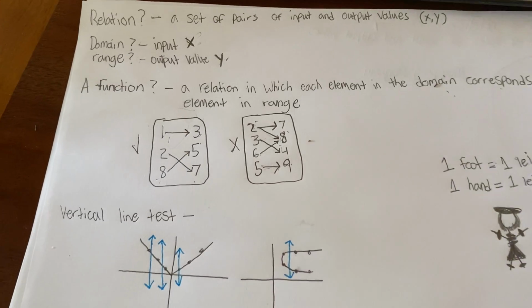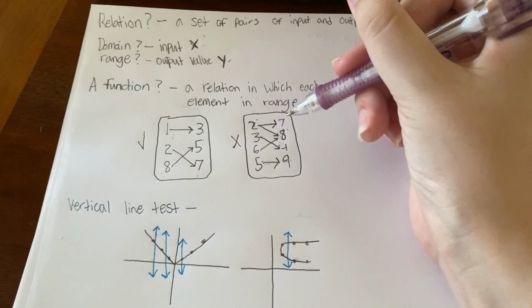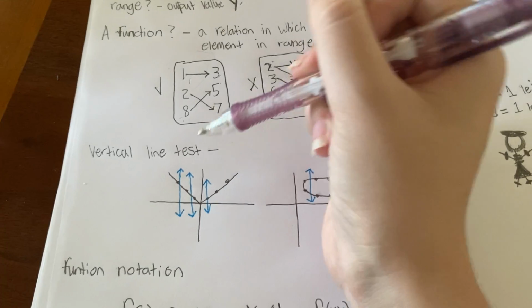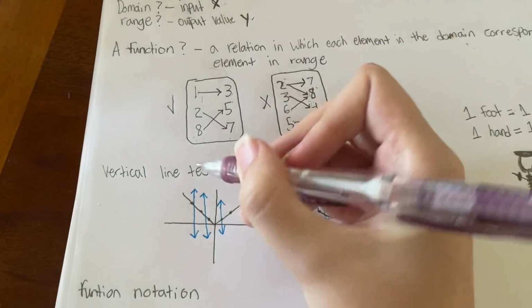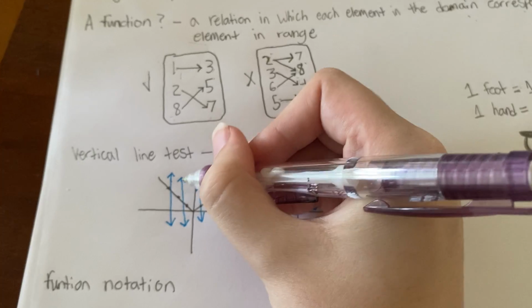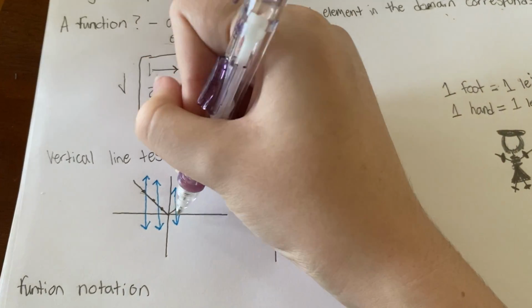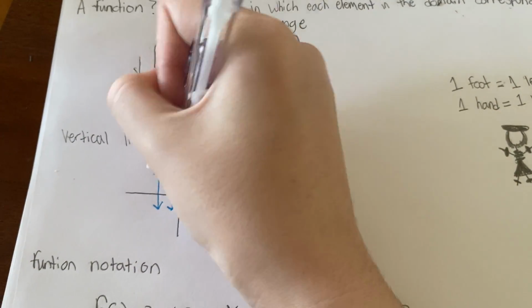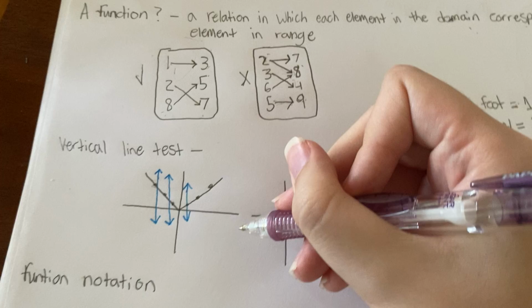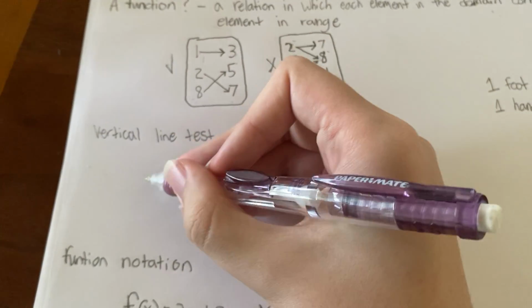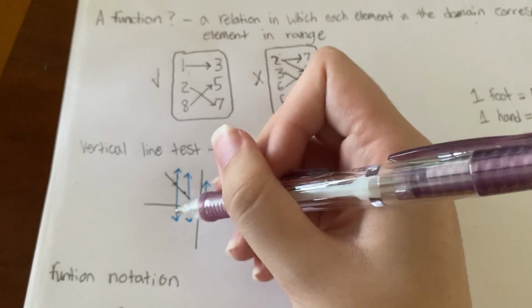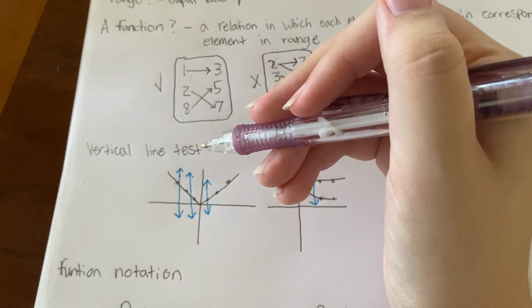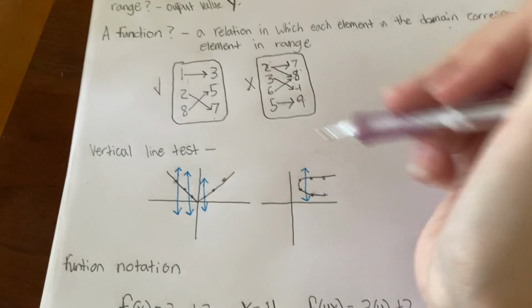Now, another test to find out if a relation is a function or not is the vertical line test. This is when you use graphs. So I've given you an example right here. So if you graph out your points and you just draw a line, however it is, the vertical line test is you draw vertical lines over your points. Now, this one right here, this is a function. The vertical line test tells you if it's a function or not.